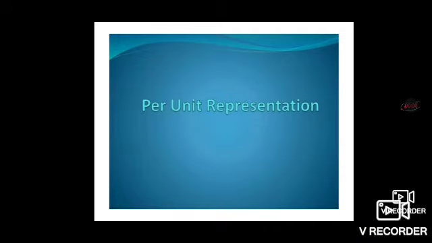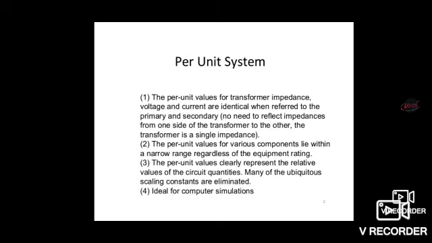Dear students, in this class we are going to discuss per unit representation. What is meant by per unit system? The per unit values for transformer impedance, voltage and current are identical when referred to the primary and secondary. That is, there is no need to reflect impedances from one side of the transformer to the other side. The transformer is a single impedance.